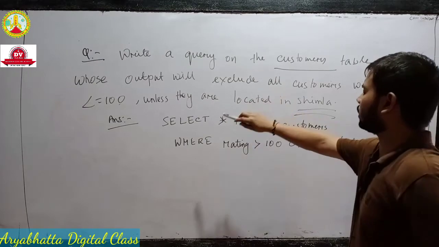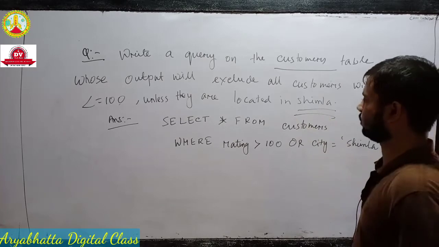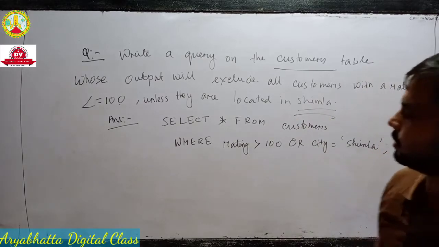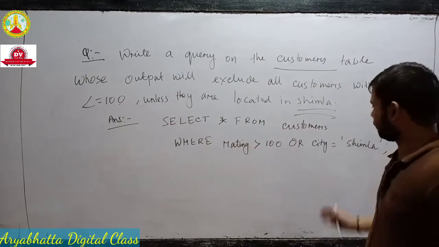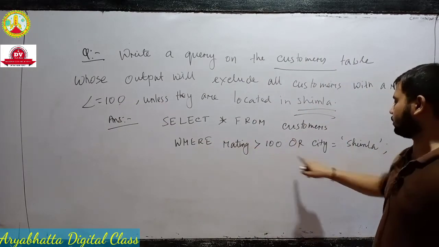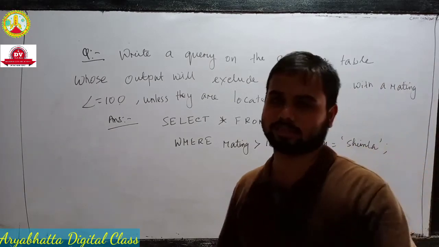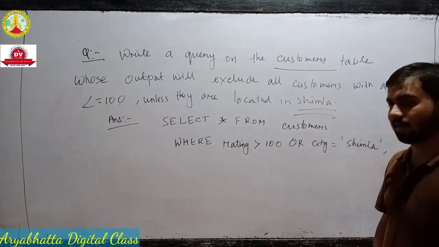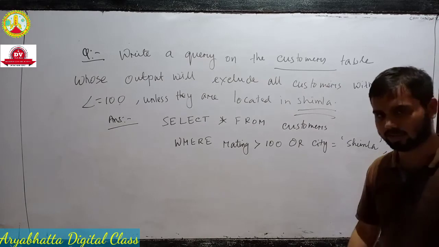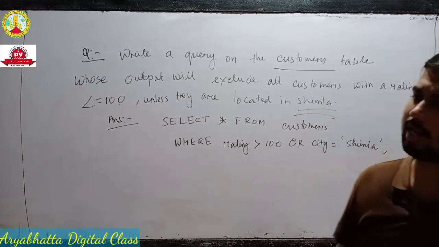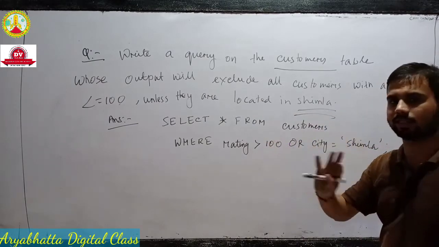Well, we have to exclude all the customers with rating less than or equal to 100. That is rating greater than 100, or whose city is Shimla, who is located in Shimla. Means suppose there is a customer who is excluded by this condition, but suppose he is located in Shimla, he can be allowed. That's why there is an OR condition. So for states other than Shimla, the customer's rating must be greater than 100. But who is living in Shimla, whose location is Shimla, suppose their rating is less than or equal to 100, they are allowed. But for other states, they are not allowed.